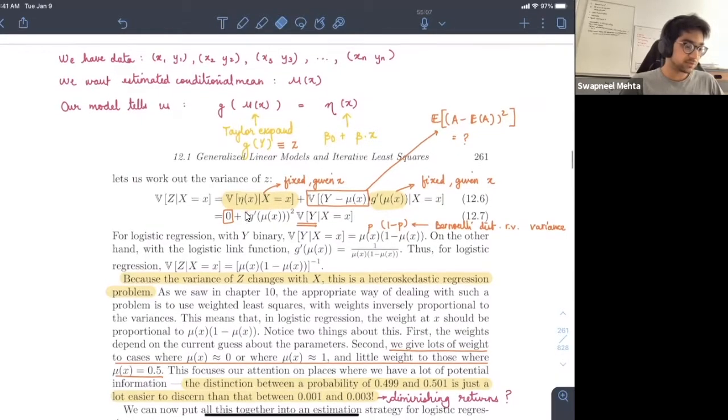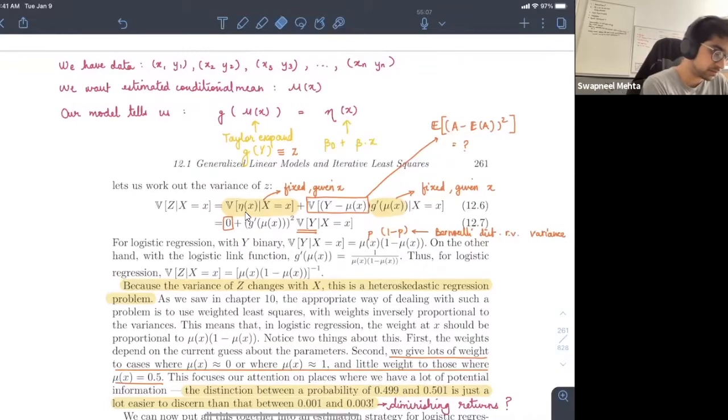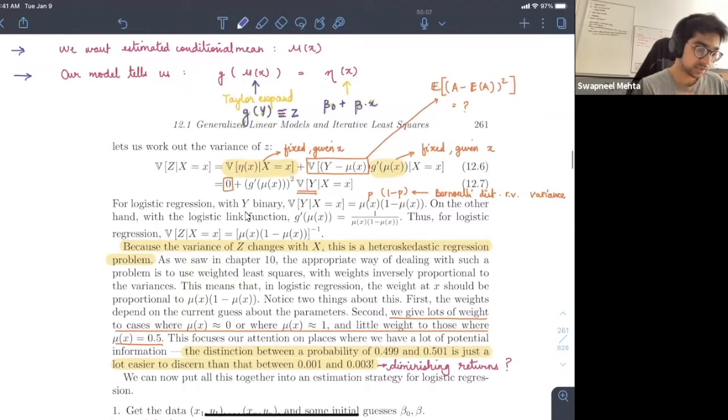Okay, so this is what I was saying. The setup is we have data, and we want the estimated conditional mean. Our model tells us that we can replace these things. So the link function g of mu x can be replaced by g of y. But since g of y runs into errors, we create this z term using Taylor expansion. And then we have this eta x, which is basically a linear function. And so this is our setup for our estimates of these values.